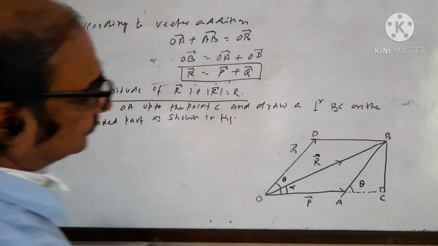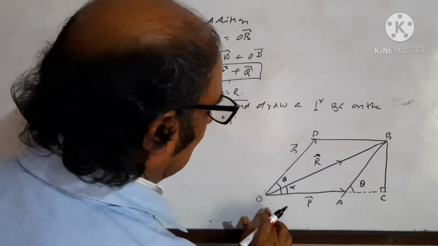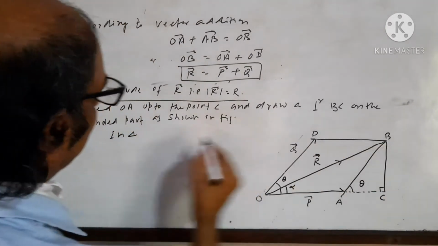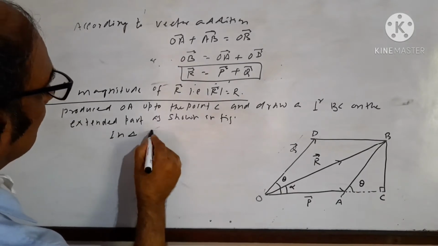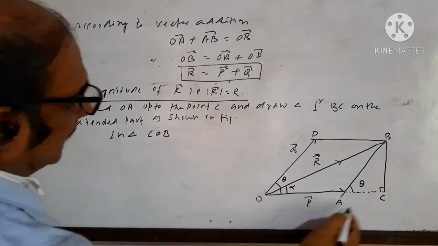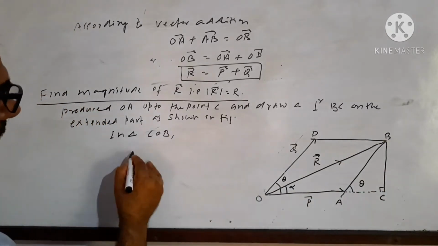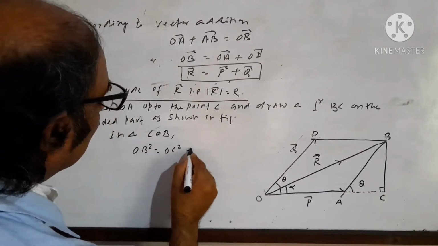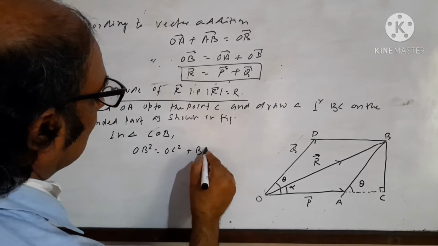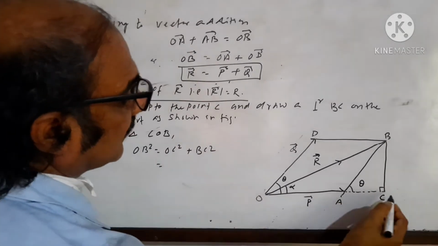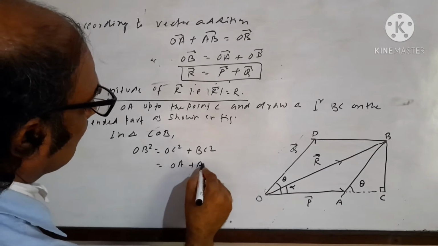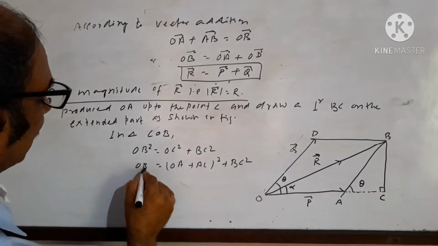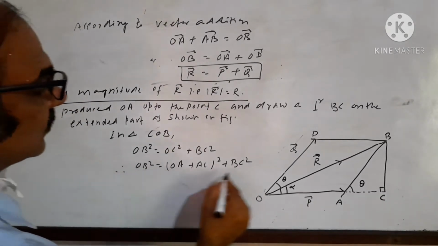And now in this situation, in triangle COB, OB square equals OC square plus BC square. OC means OA plus AC, so OB square equals OA plus AC whole square plus BC square. This is OB square, and this is equation number 1.